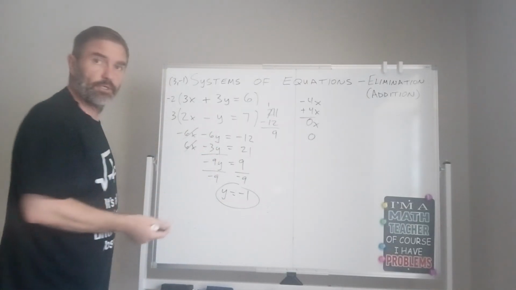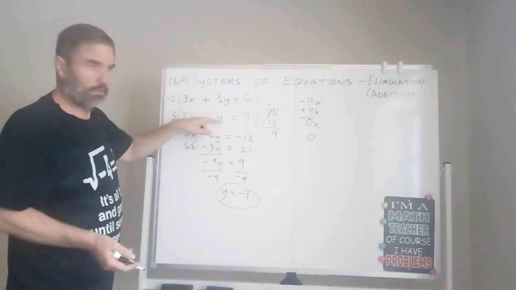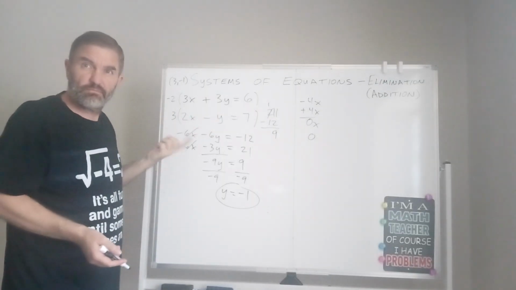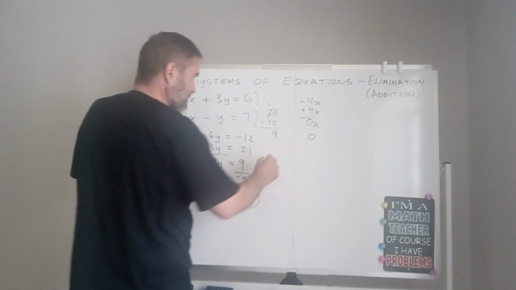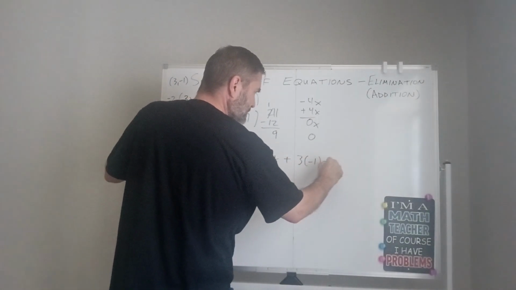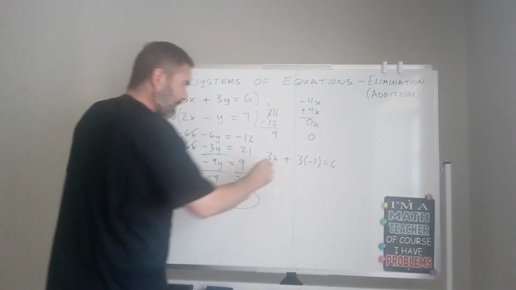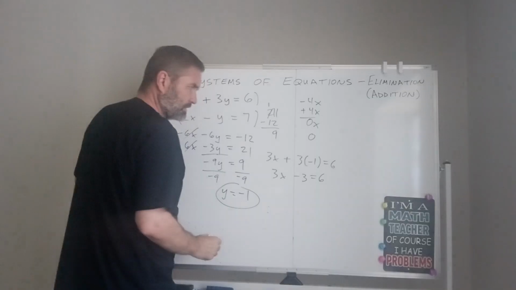Now what do we do? Well, you got two equations up here. You can plug negative 1 into here or negative 1 into here. I'm thinking probably the smaller numbers. That's usually the way I think. But let's just plug in the 3x plus 3y equals 6. So now I got 3x plus 3 times negative 1 equals 6. Yeah? So then that's 3x minus 3 equals 6, because 3 times negative 1 is minus 3.